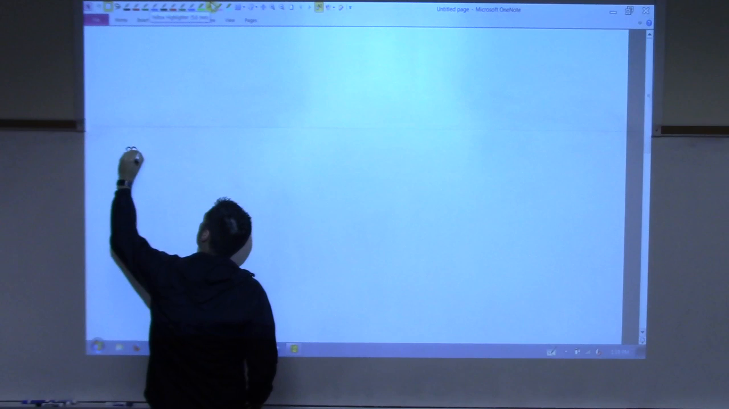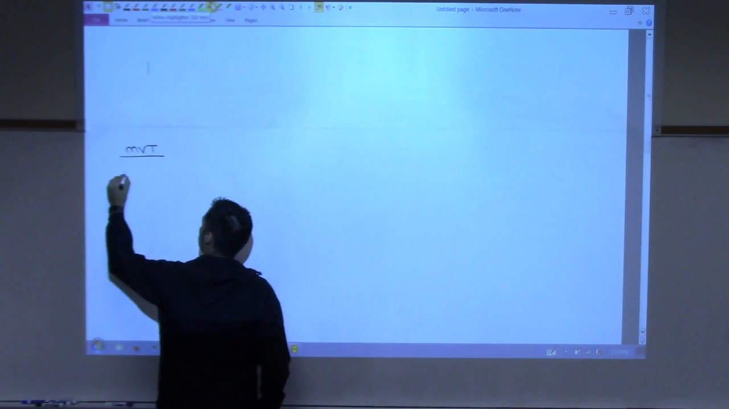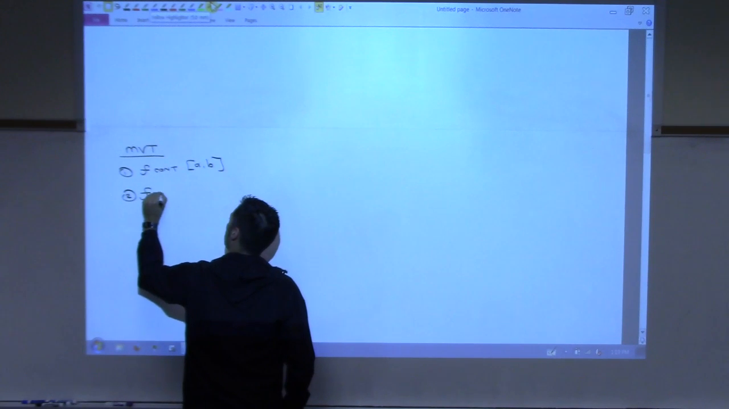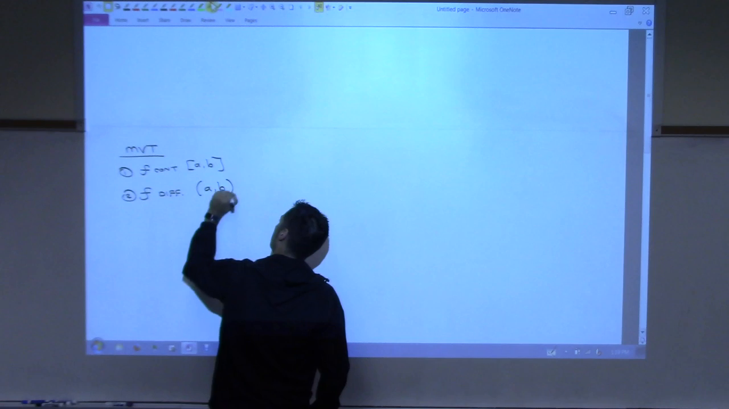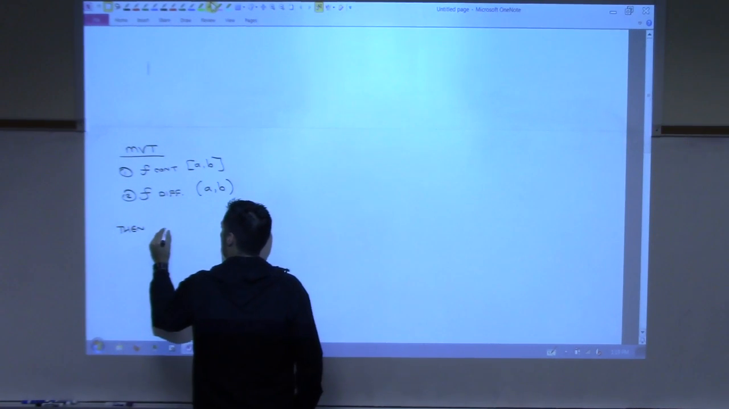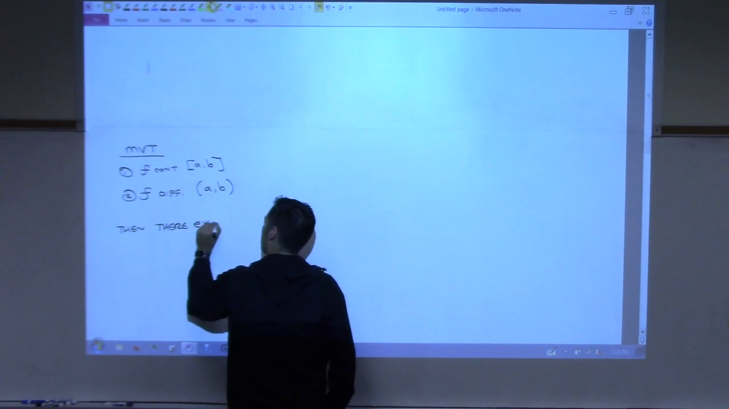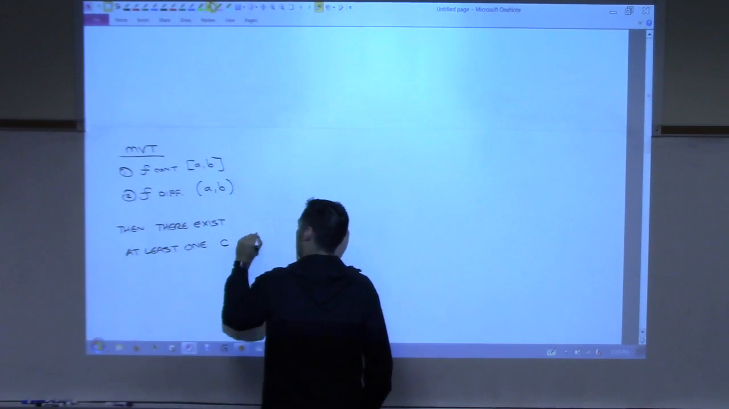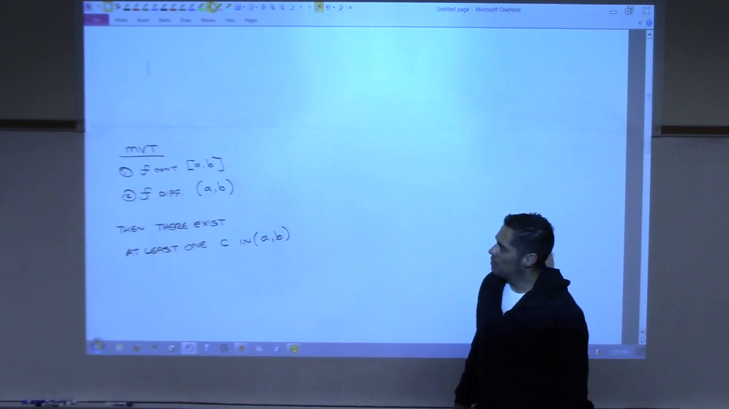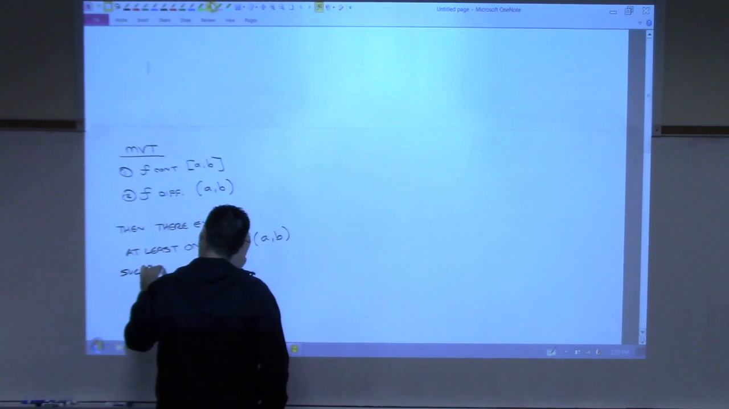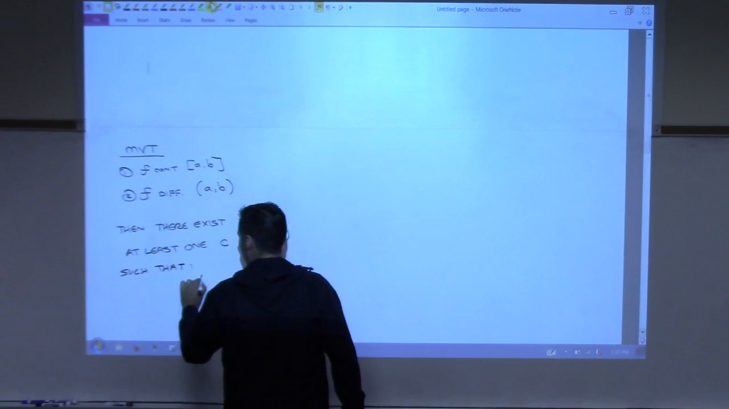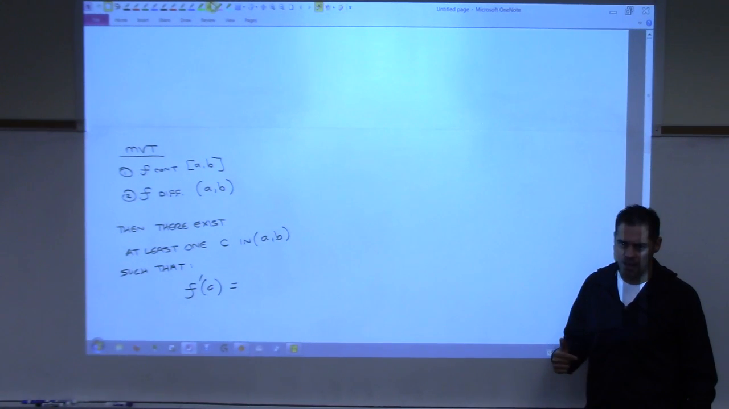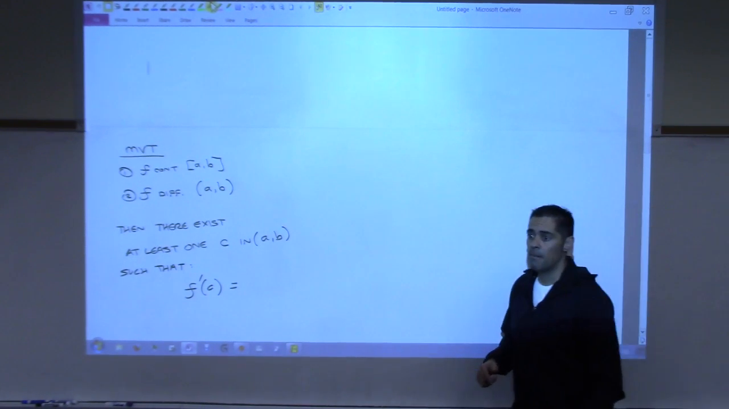So here's what the mean value theorem says. Mean value theorem, MVT, says, first of all, if f is continuous on the closed interval AB, f is differentiable on the inside, then there exists at least one C inside AB such that the derivative of the function at C, that's the slope of the tangent line at C, must be parallel to the slope of the secant line.